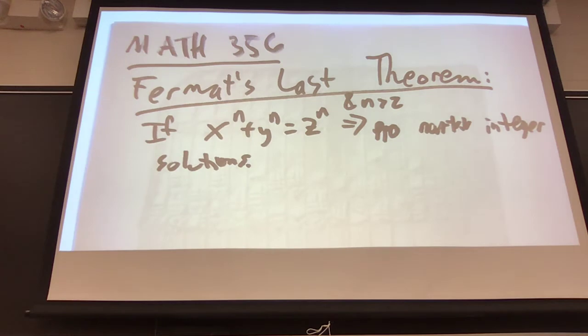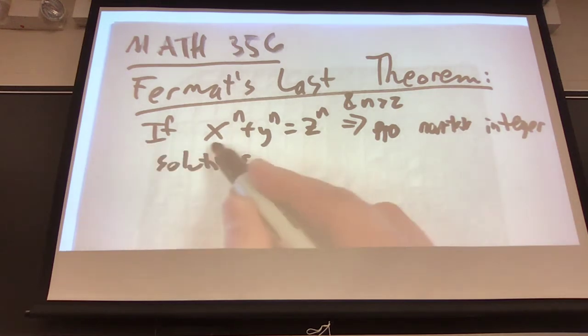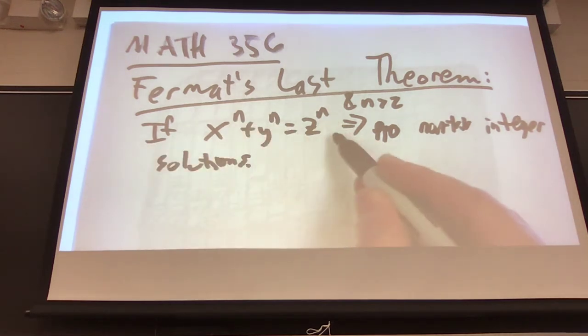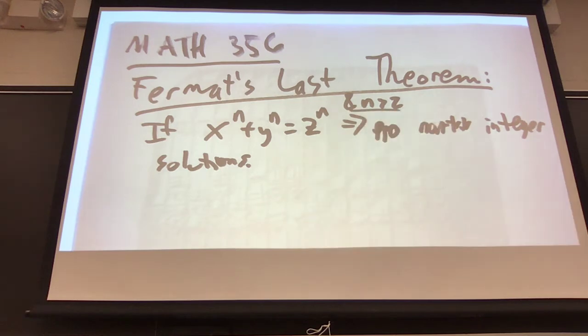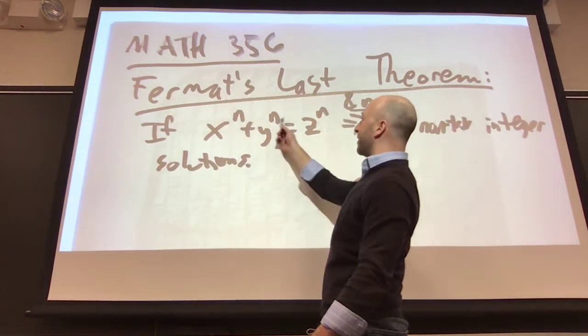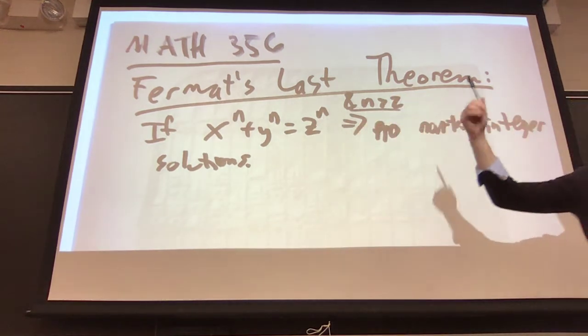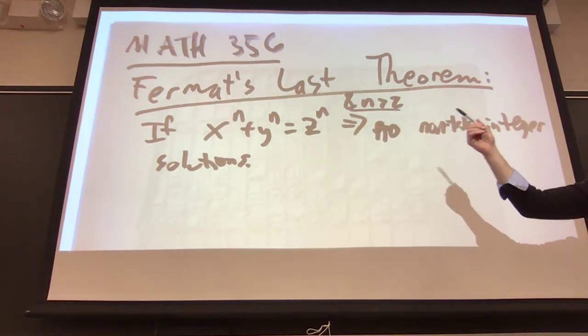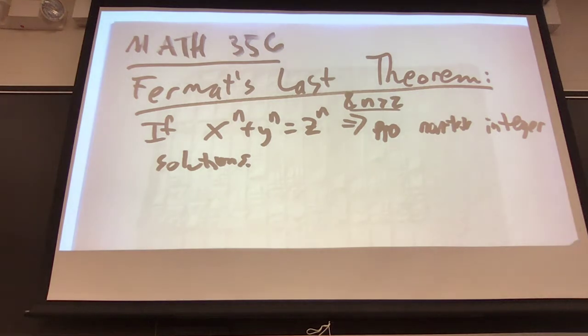In other words, if x to the n plus y to the n equals z to the n with n greater than 2, so in particular we're avoiding the Pythagorean theorem where x squared plus y squared equals z squared. There are solutions like 3, 4, 5 to x squared plus y squared equals z squared.